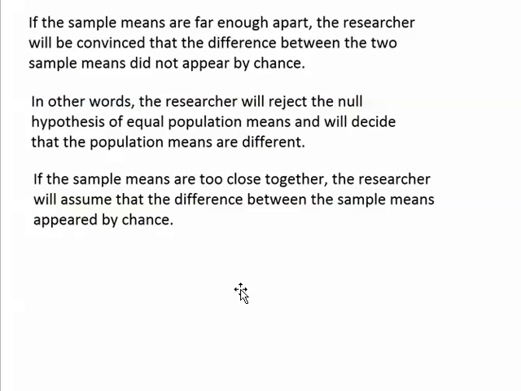So we can see that if you get a big difference between the sample means, you reject the null hypothesis that the population means are equal because the outcome goes against what usually happens when H0 is true. But if the sample means are close together, you fail to reject the null. You just assume that the population means are equal because that type of an outcome is consistent with H0.